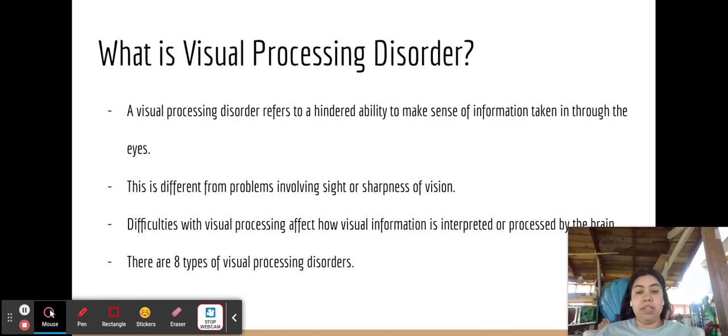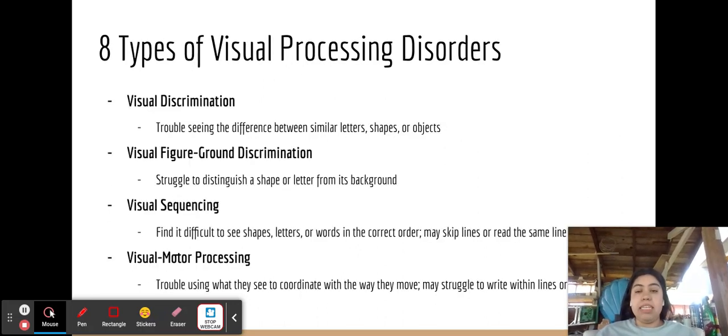of visual processing disorders. As I said, there are 8 types of visual processing disorders, and these include visual discrimination, where the student may have trouble seeing the difference between similar letters, shapes, or objects; visual figure ground discrimination, where they struggle to distinguish a shape or letter from its background; visual sequencing, where they find it difficult to see shapes, letters, or words in the correct order, and they may skip lines or read the same line over and over again; visual motor processing, where they have trouble using what they see to coordinate with the way they move. They may struggle to write within the lines or bump into things.